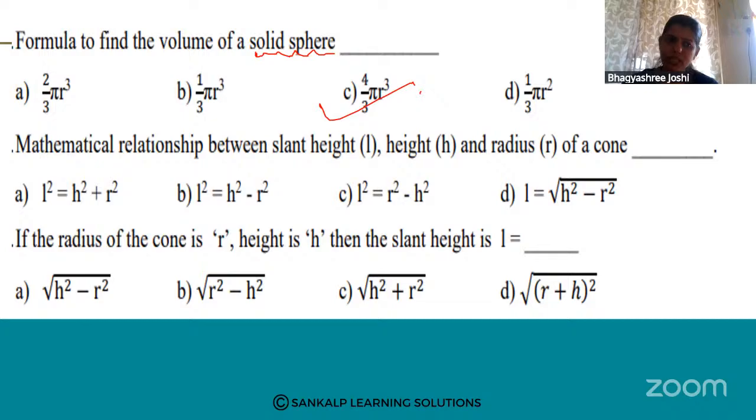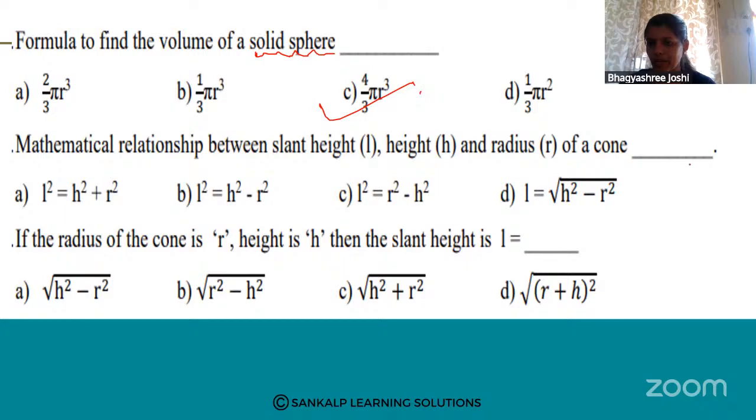Next, the mathematical relationship between slant height L, height H, and radius R of a cone is: L square is equal to H square plus R square, or L square is equal to H square minus R square, or L square is equal to R square minus H square.